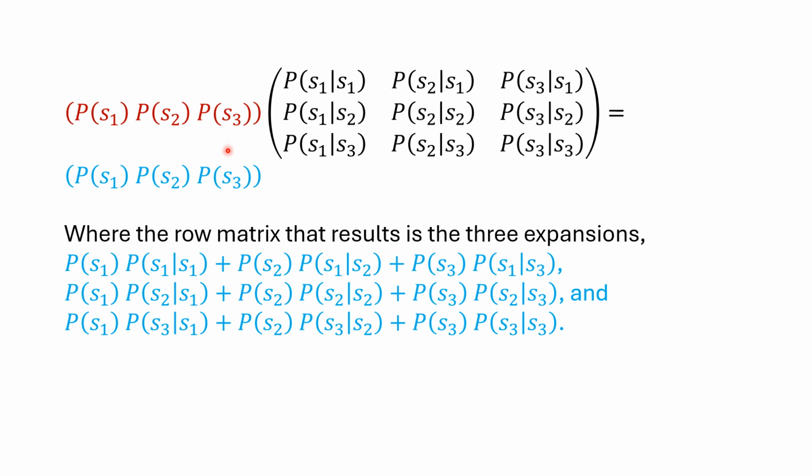And so we take this row, times the first column, we get the first entry, which is here. This times the second column, this expansion, is here. And the third is here.